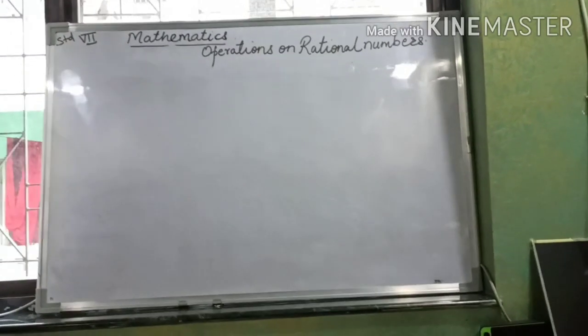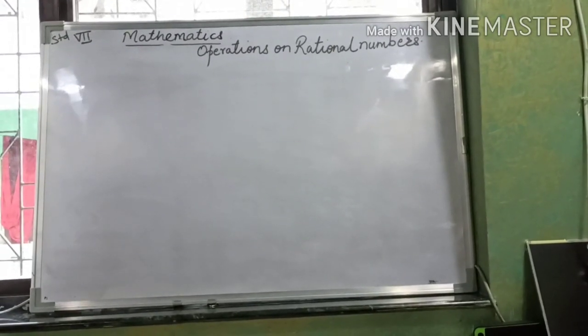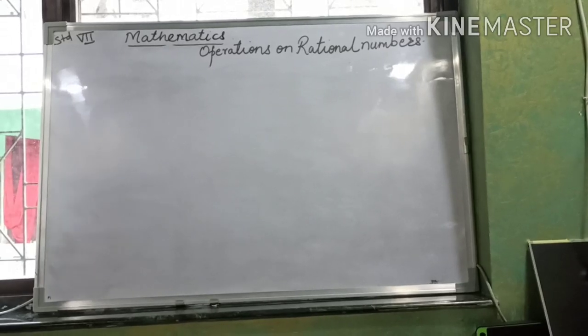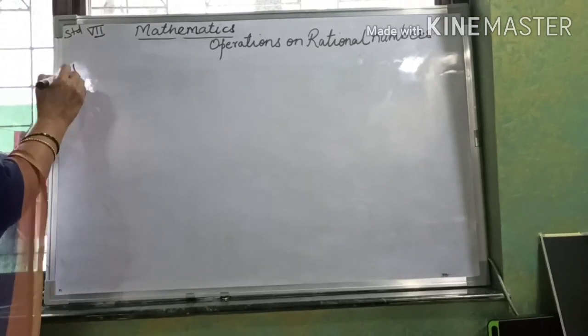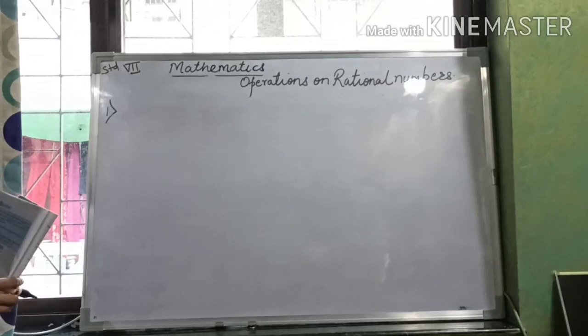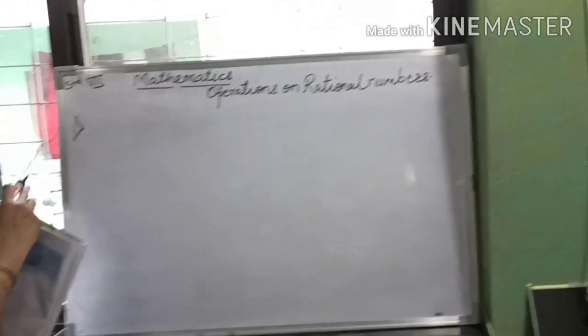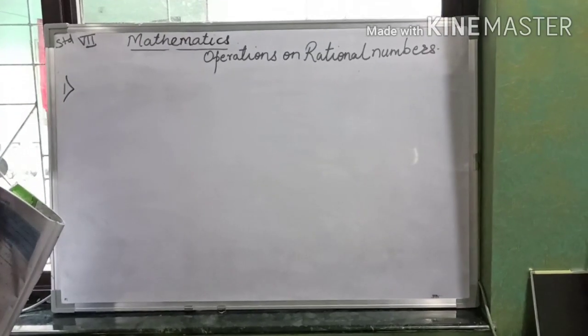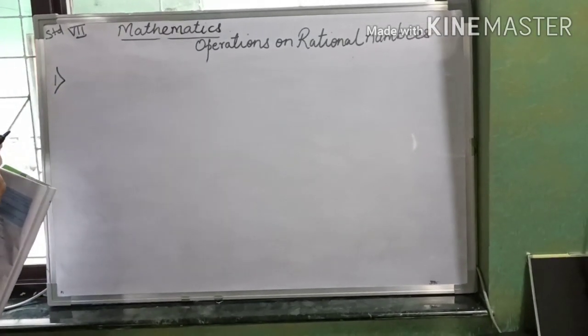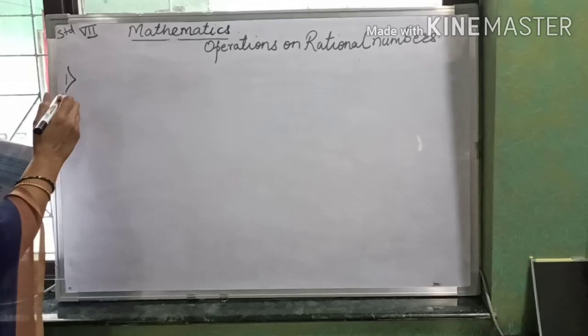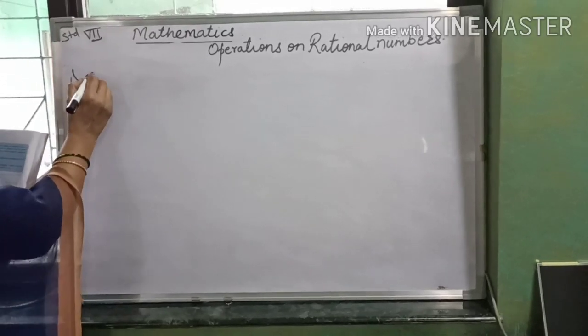The fifth question, carry out the divisions of rational numbers. Now you have to keep in mind, when there is a division sign, we have to solve the division sum, then we have to remove the division sign and make the reciprocal in the second step. So we will see by solving the example.